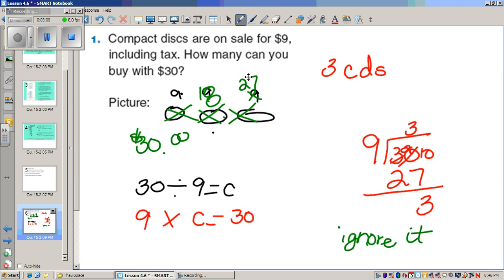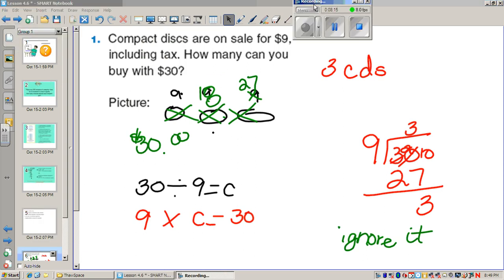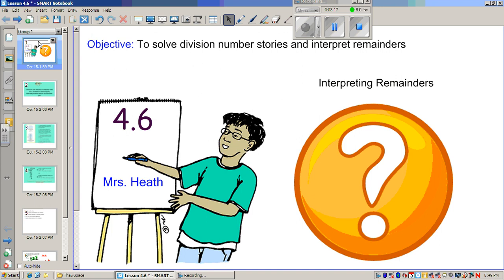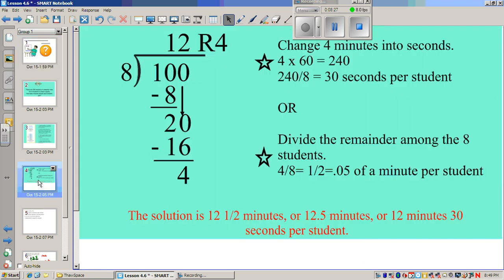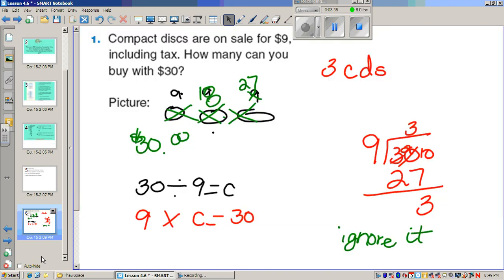So let's go back and check our objective and see how we did on our lesson, and to see if we met our objective. And it says to solve division number stories and interpret remainders. And I think we did that. We need to think about the remainder and what we can do with it. Now, in this problem, we could use the remainder to give everybody else a half of a minute more, okay? But with the CD problem, there wasn't anything we could do because we didn't have enough money to buy another CD, so we ignore that remainder.